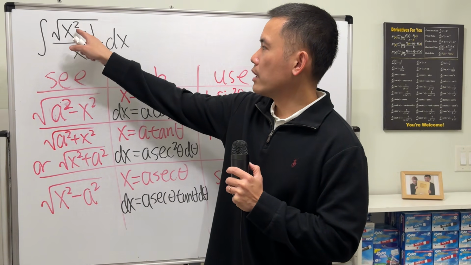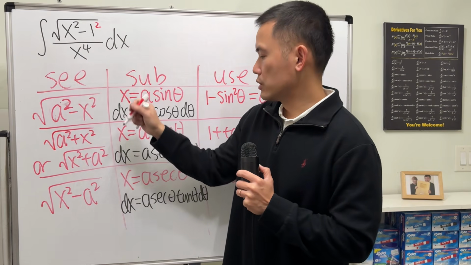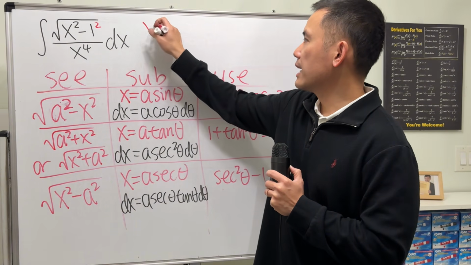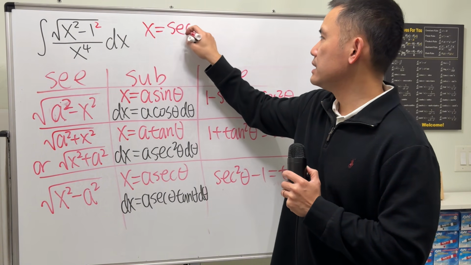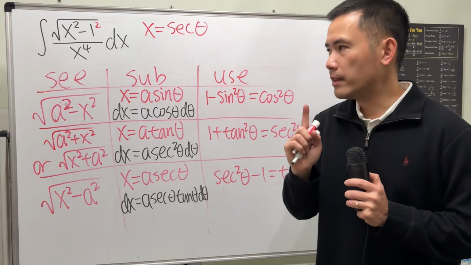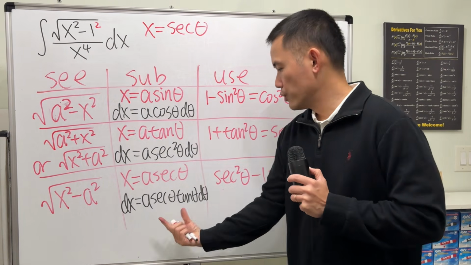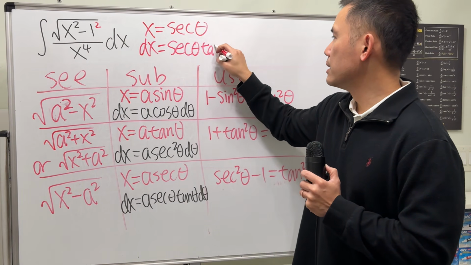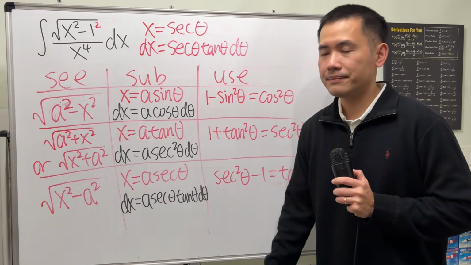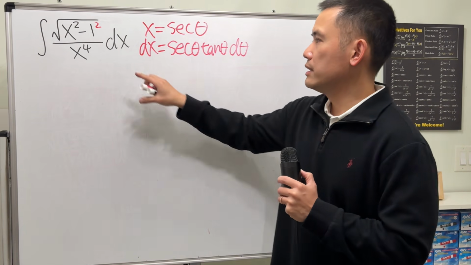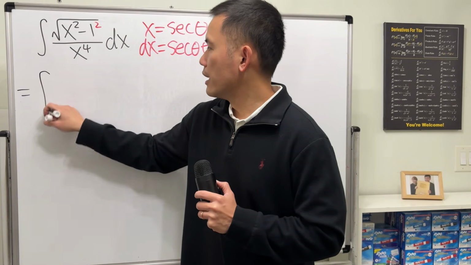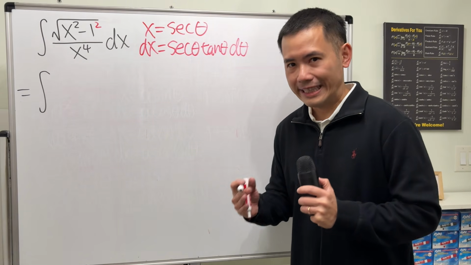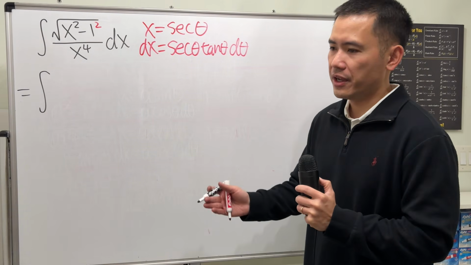Anyways, notice that x squared minus 1 is like x squared minus 1 squared, so we'll be using this, where a is equal to 1. So your first move is, let x equal 1 times secant theta. And remember, we need the dx as well. We need this part: dx equals secant theta times tangent theta d theta. Now, we just have to plug this into the original expression. And when you are doing this for the first time, I'll tell you, this is hard. It's okay to go slow. It's okay to struggle here and there, all right?